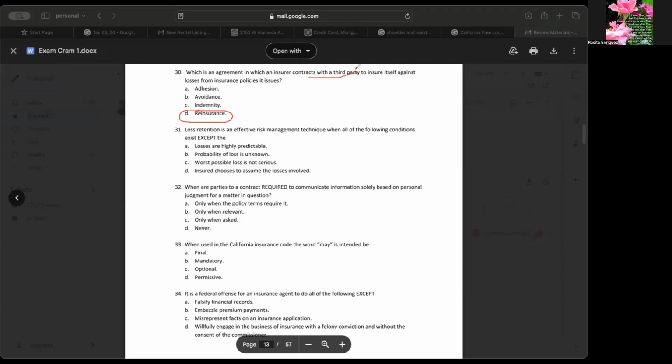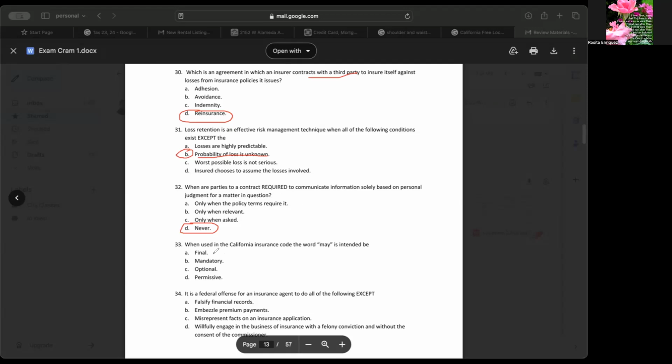Okay. Number 31. Loss retention is an effective risk management technique when all of the following conditions exist, except B. Probability of loss is unknown. Number 32. When are parties to a contract required to communicate information solely based on personal judgment for a matter of question? The answer is never, the letter D. So the parties to a contract are never required to communicate information solely based on personal judgment.